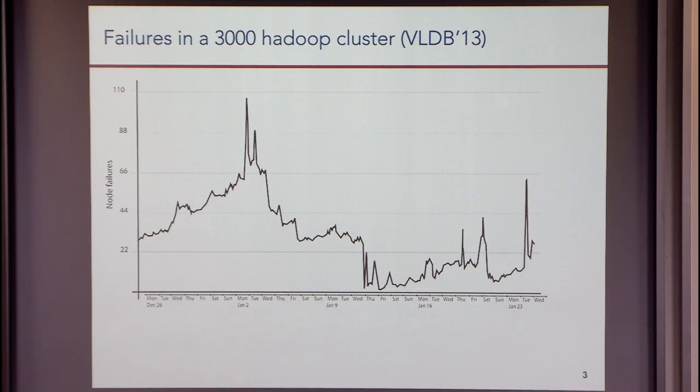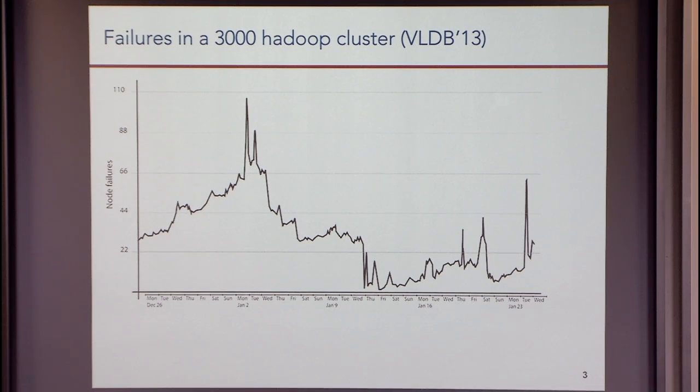Okay, so this is my motivation slide. This is an actual trace from a Facebook cluster that has 3,000 machines. This is a Hadoop cluster that stores analytics data. So it's not a front-facing cluster that you interact with as a customer, but rather in the back end. And the important thing to notice here is that those were 3,000 machines, and this is a trace of how many machines were failing at any given time.